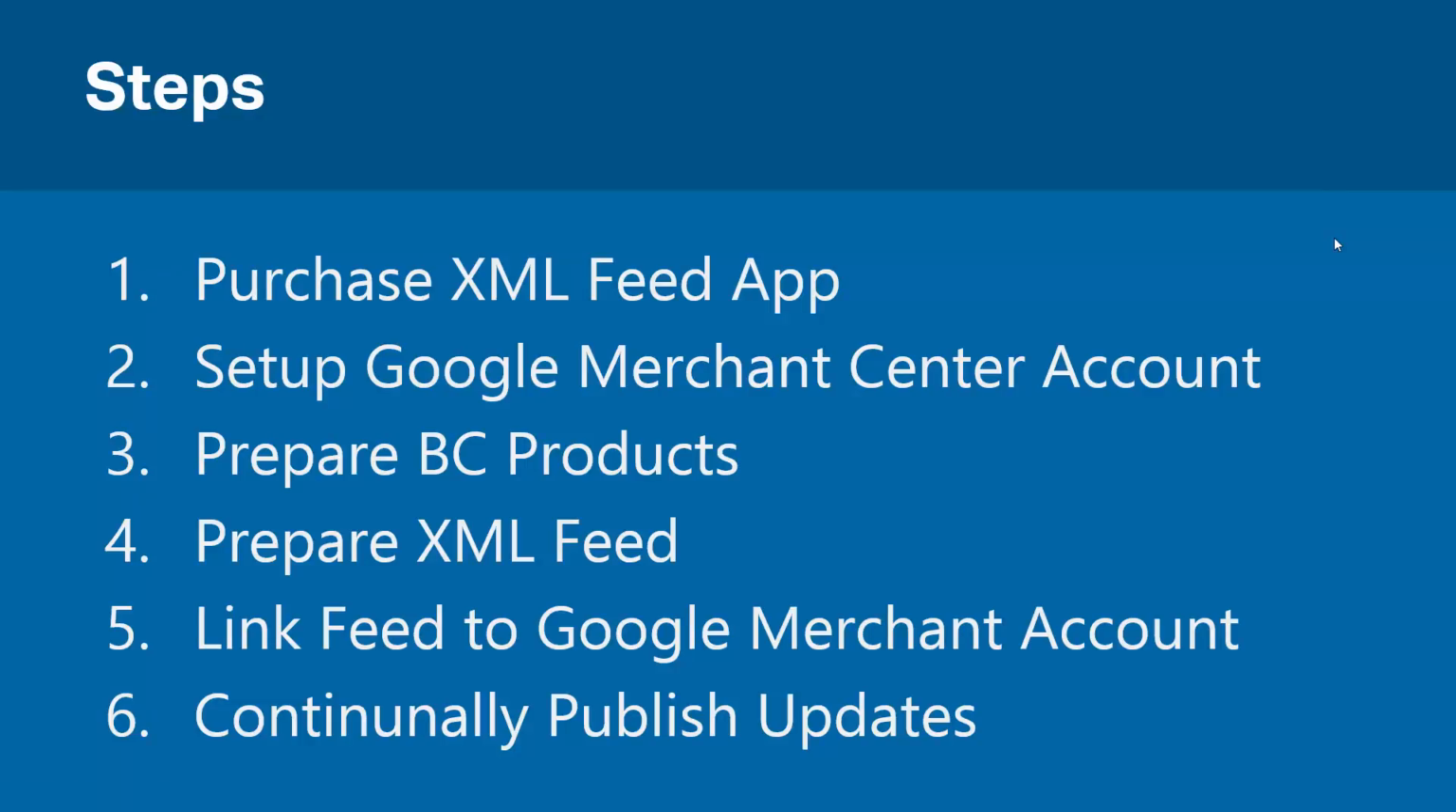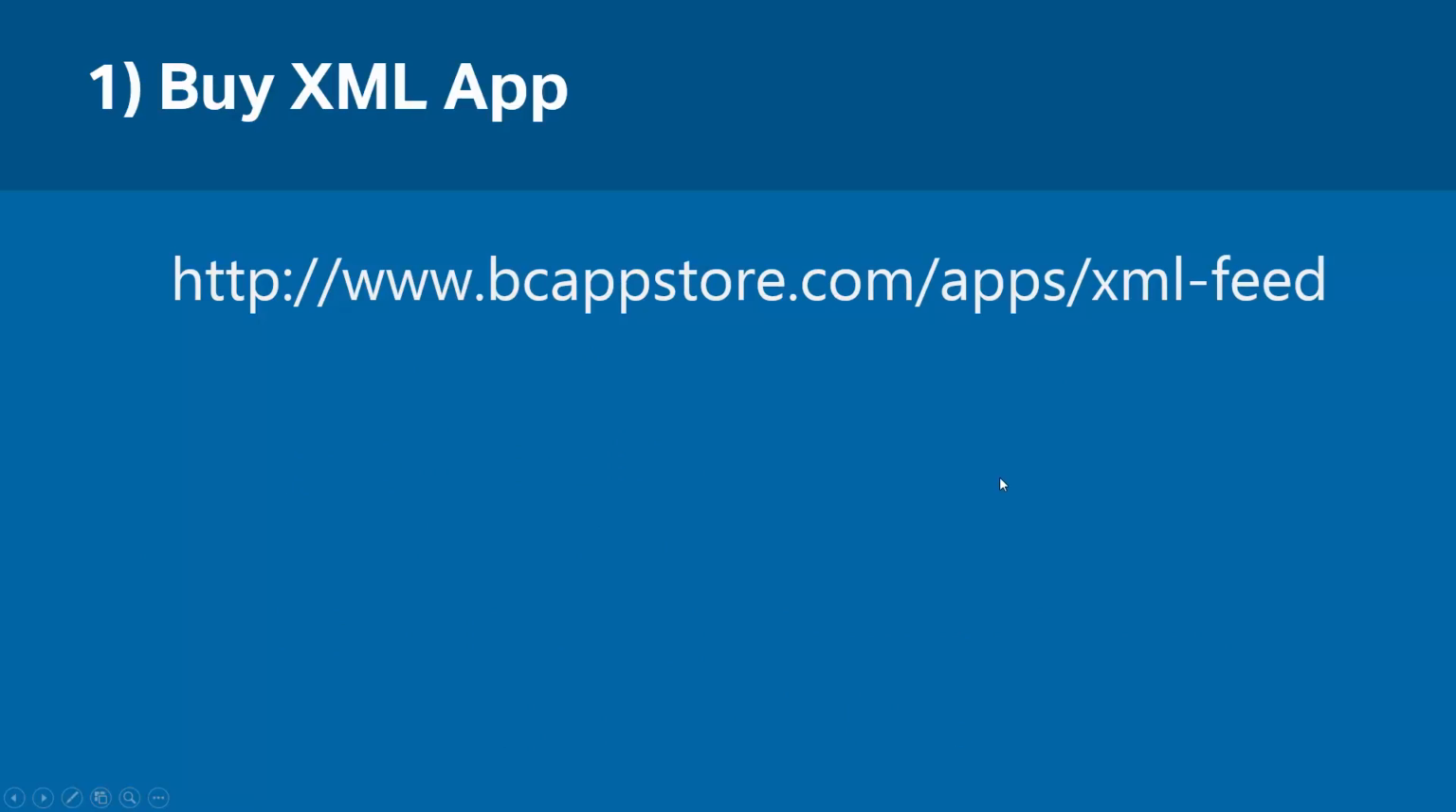Before digging deep into each of these steps, let's take a high-level look at what we need to do. The first step is, as I mentioned, we need to purchase the XML feed app. Second is we need to set up our Google Merchant Center account with a few things we need to do there. We need to prepare our Business Catalyst products. Then we need to set up or prepare our XML feed using the app. Then we need to link our feed to the Google Merchant account. And then finally, I'm going to tell you about how to continually make sure that your changes get published to Google Merchant Center. Step number 1, we need to buy the XML app.